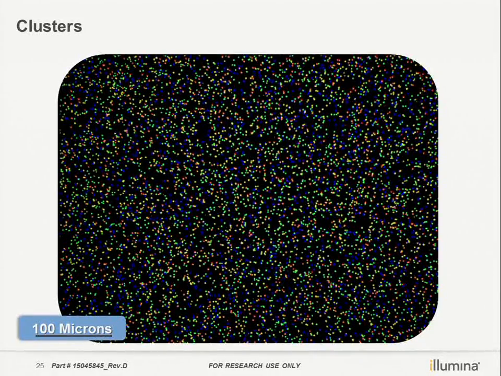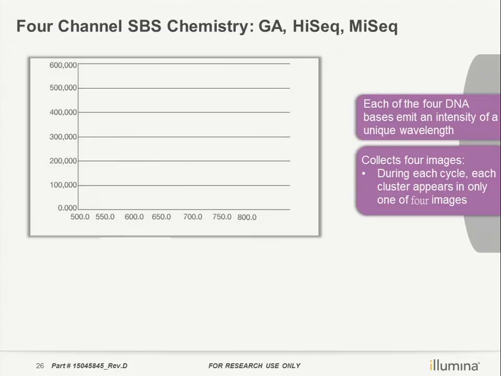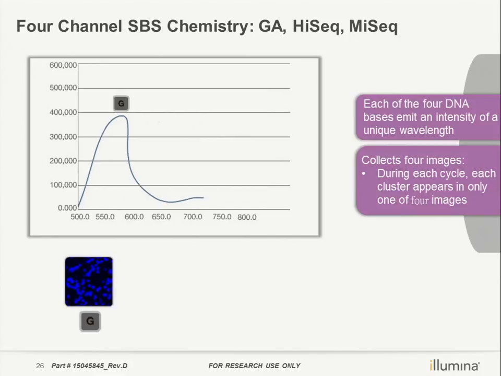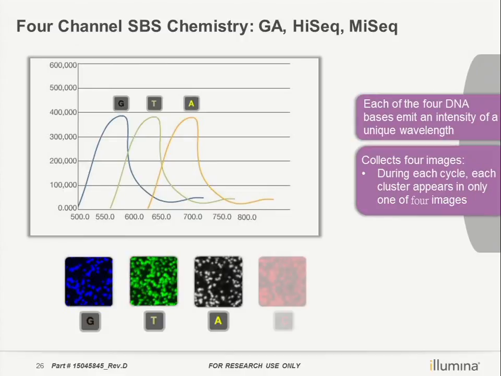This is just a fancy picture showing the clusters overlapping with different colors of fluorophores. Then I'll briefly introduce the differences between NextSeq and our other instruments. Some of you may be familiar with HiSeq and MiSeq, and our old instrument called GA. For these instruments, we use a 4-channel SBS chemistry. For A, T, G, and C, each base has emission at a different wavelength, so we call it 4 channels.